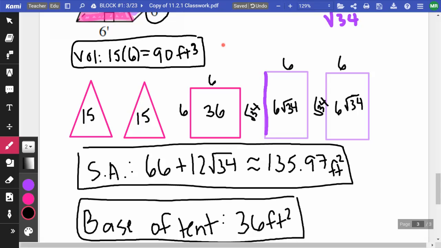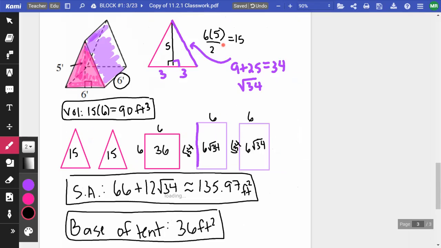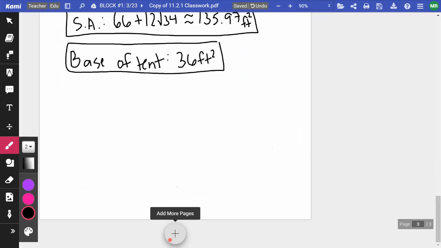So we found all of that for the triangular prism. So now I'm going to do that for the pyramid. Okay, I'm going to add on another page just so I've got space so I can write this out for you guys. So I'm going to come down here. I'm going to add another page.